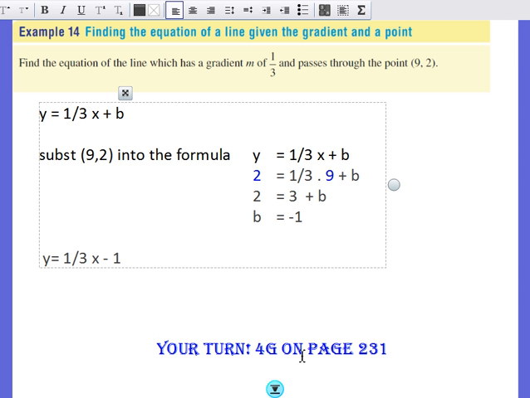Okay, you go and have a go now. We're going to do exercise 4G on page 231 of your textbooks. Good luck, have fun.